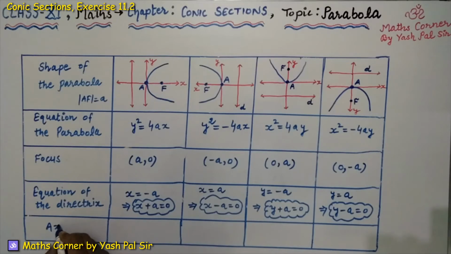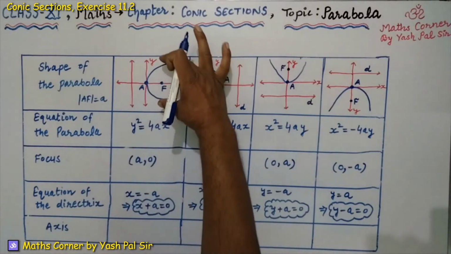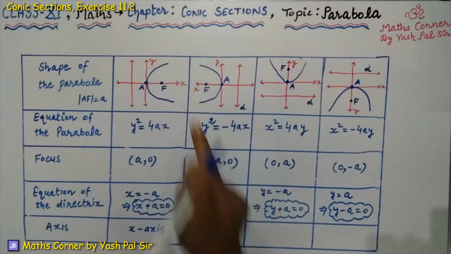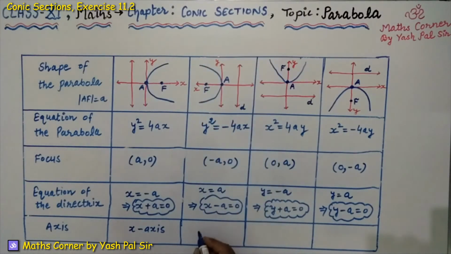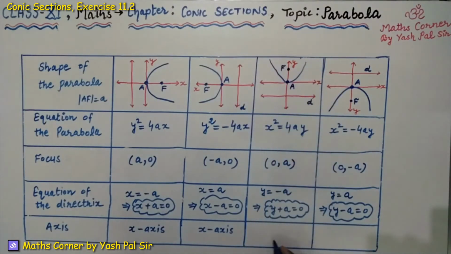Lastly, equation of the axis. Right-handed parabola, the parabola is symmetrical about x-axis. So axis name is x-axis. Left-handed parabola is also symmetrical about x-axis. Here also the name of the axis is x-axis. Upward parabola is symmetrical about y-axis, so its axis is y-axis. Downward parabola is symmetrical about y-axis, so its axis is also y-axis.